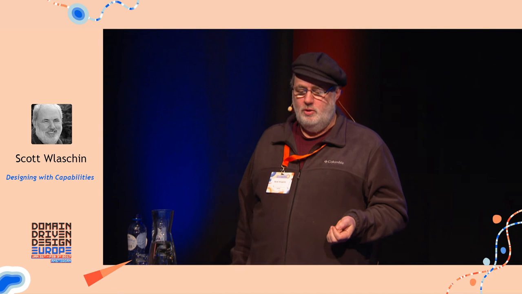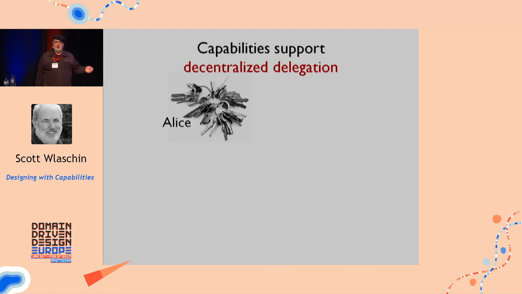So here's a bunch of capabilities, the real world version, and you have a keychain. So let's say that I'm Alice and I have a bunch of keys and I want some paper. But the problem is I'm in the middle of a meeting.